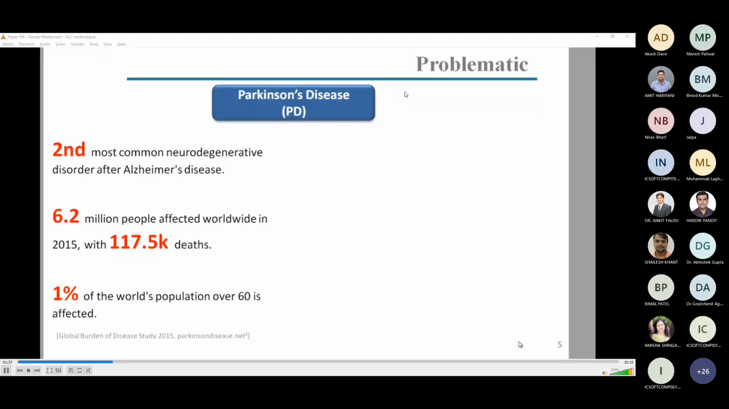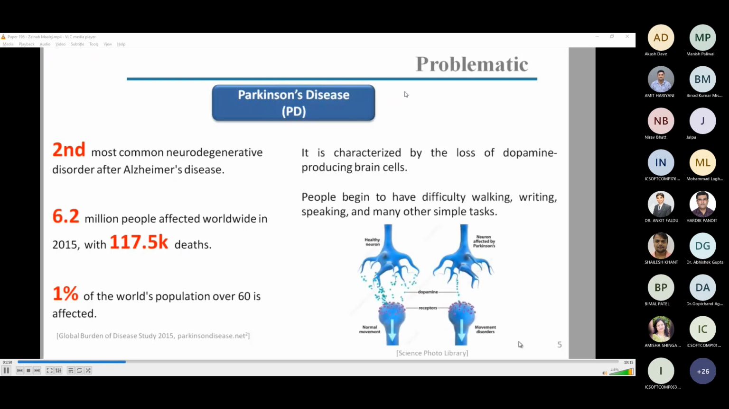About 6.2 million people were affected worldwide in 2015, with 117,500 deaths and nearly 1% of the world's population over 60 is affected. It is characterized by the loss of dopamine-producing brain cells.